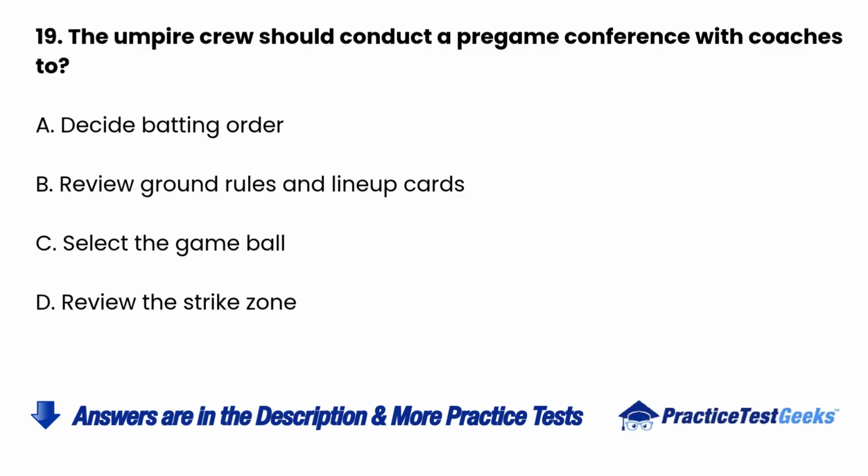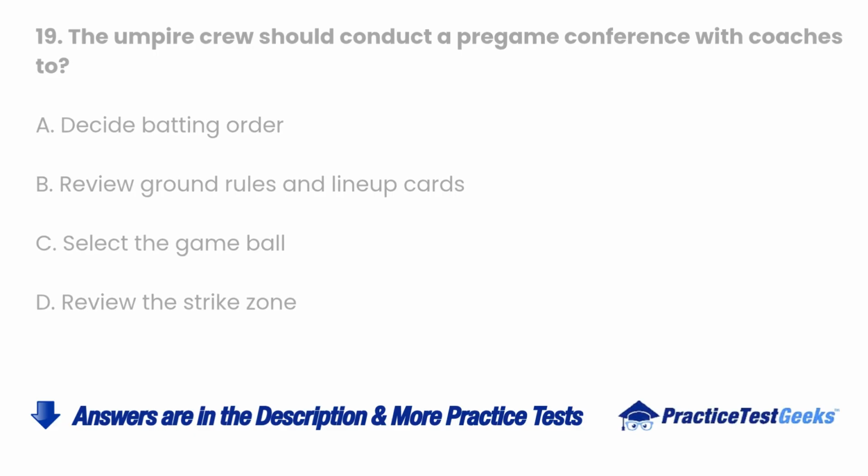19. The umpire crew should conduct a pregame conference with coaches to: A. Decide batting order. B. Review ground rules and lineup cards. C. Select the game ball. D. Review the strike zone.